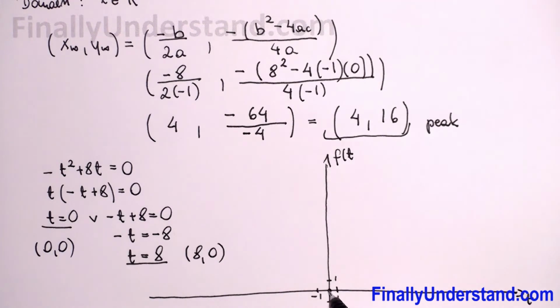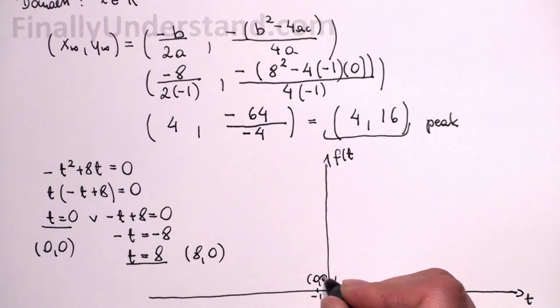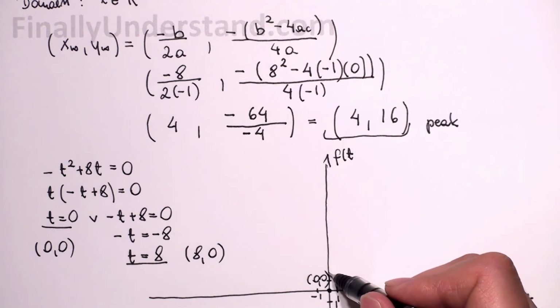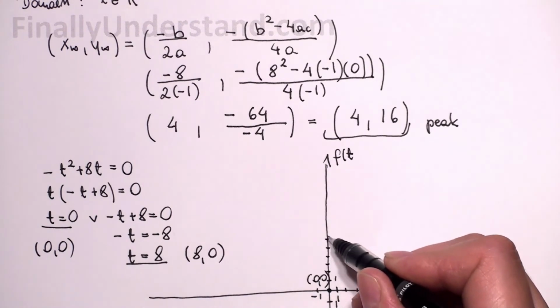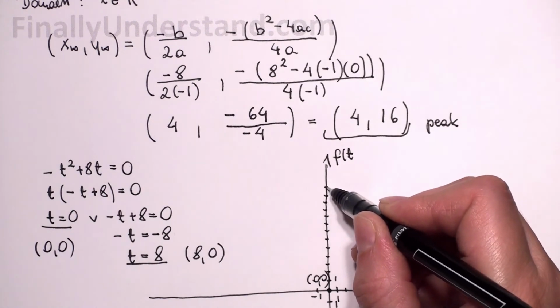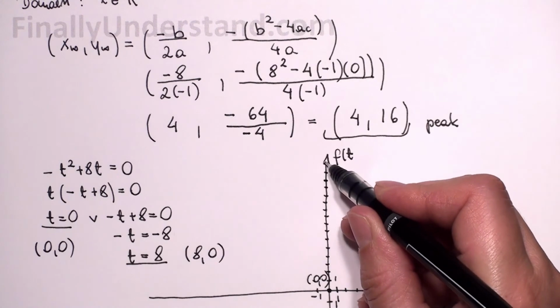0, 0 is here. 8: 2, 3, 4, 5, 6, 7, 8. This is our second point. 8, 0. This is 0, 0. And our peak is 4, 16. 1, 2, 3, 4. We have 4. And 16: 2, 3, 4, 5, 6, 7, 8, 9, 10, 11, 12, 13, 14, 15, 16.